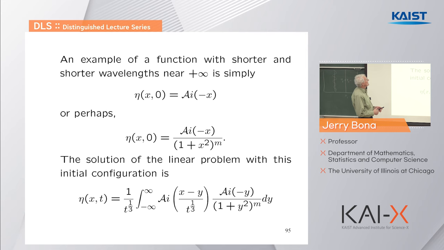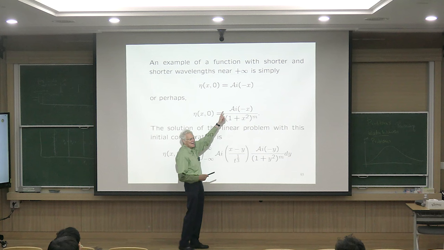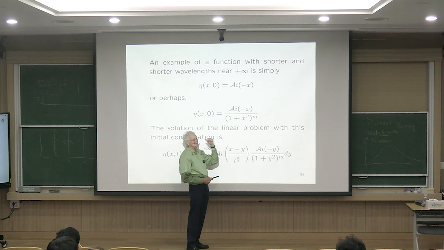Okay, well, where would I get a function with short waves near plus infinity? Well, the answer is to turn every function around. Put those oscillations near plus infinity and put the super exponential decay at minus infinity.